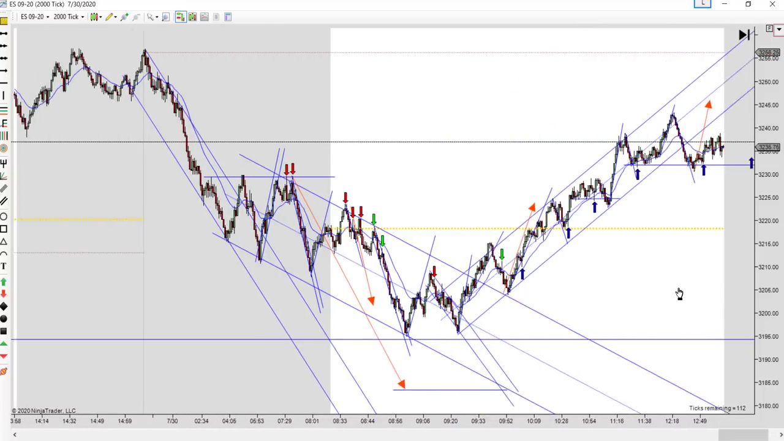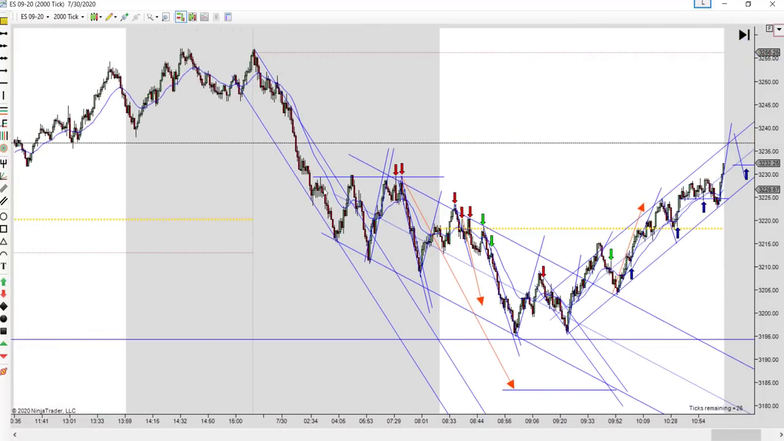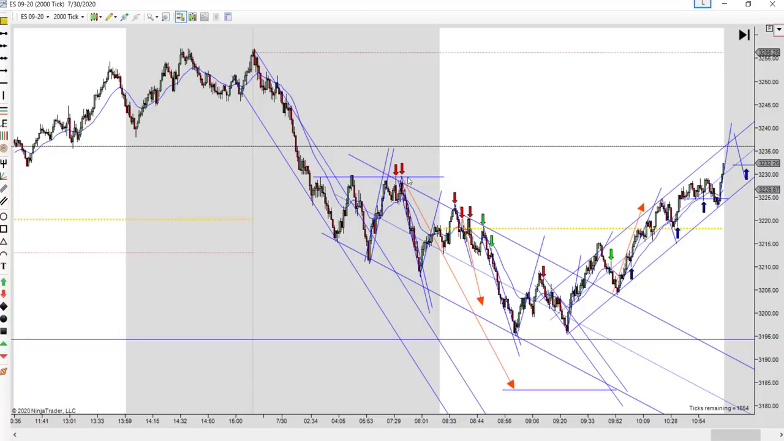But a couple other things I wanted to show you is that this will confuse people. We traded down here, and notice that strong resistance. There's very strong resistance right there.